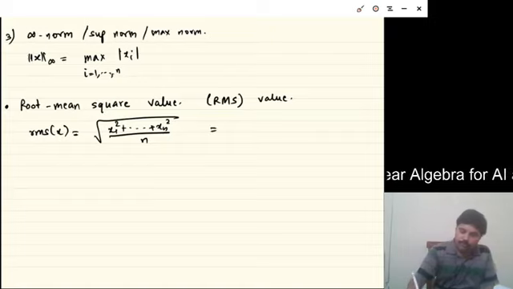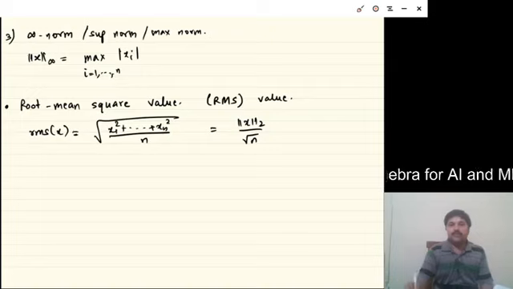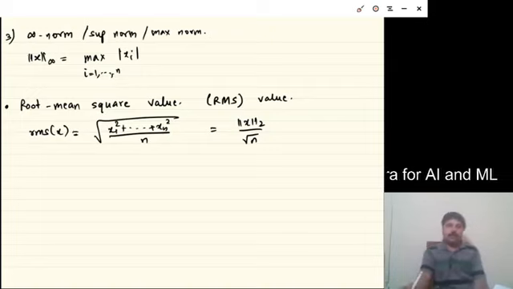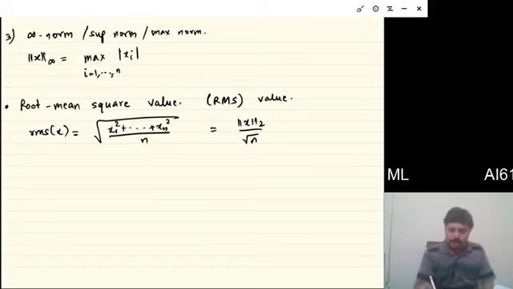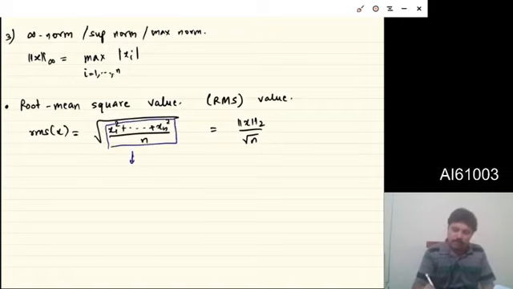So what is this? This is basically the average of the square of the norm. So you look at the average of the square of the norm and take the square root, that's root mean square. So what is mean square? The entity inside here is actually called the mean square of x.